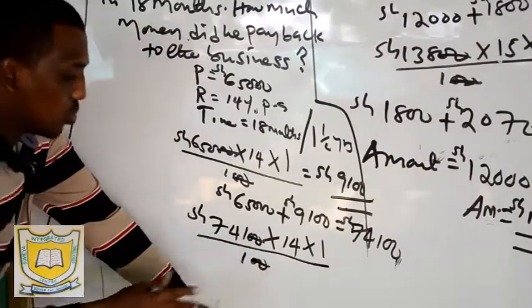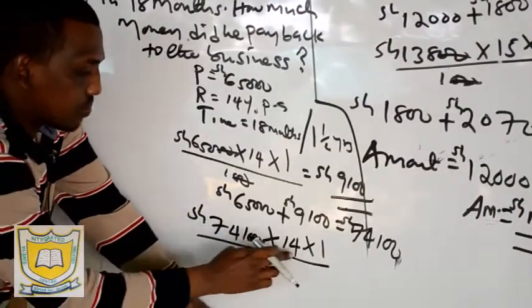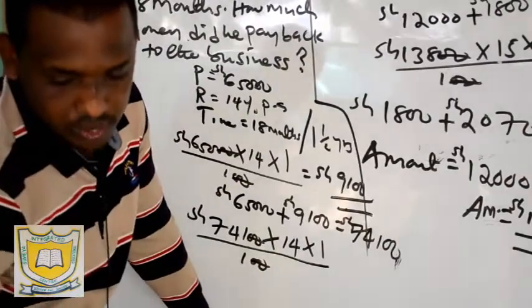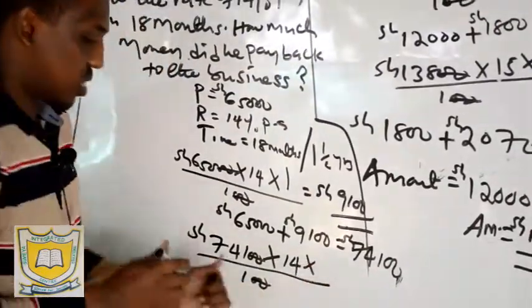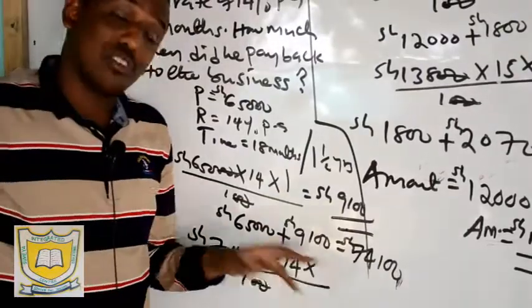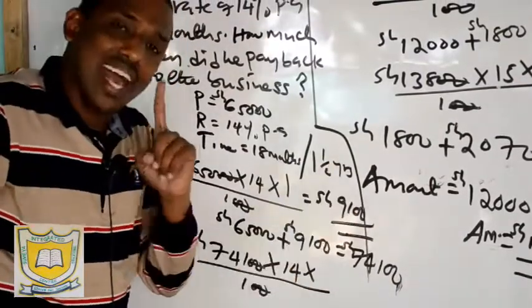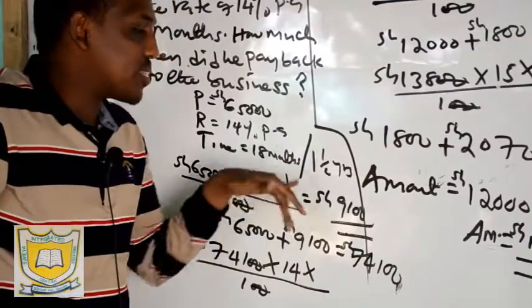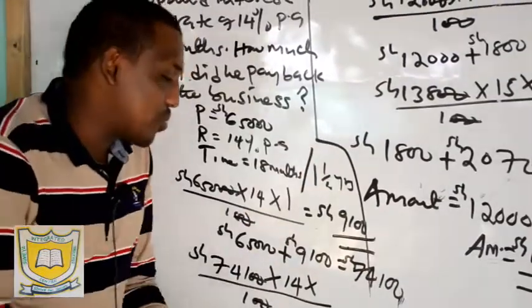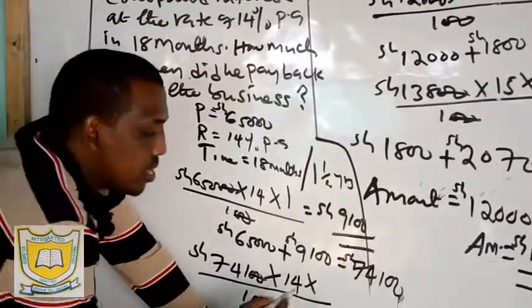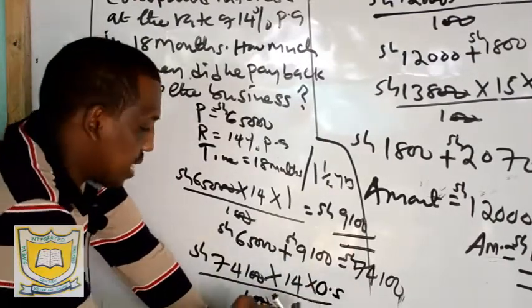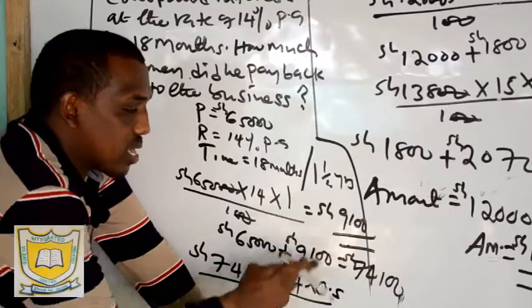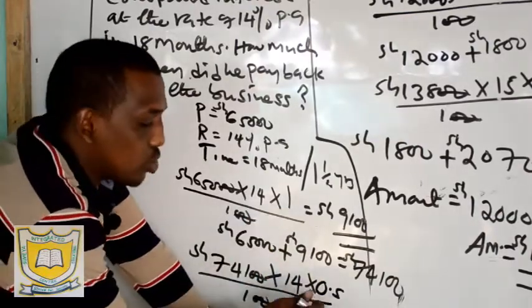Cancel. So 741 times 14. When you multiply 741 times 14, so sorry, it's not the second year. We are not given 2 years. We are given 1.5 years. The first year we have used. What is remaining is the half. So what do we do with the half? I said in a simple way, half is 0.5, or you can say times half, but I prefer this one always. So 1.5 years, the first year we have used, times 0.5.